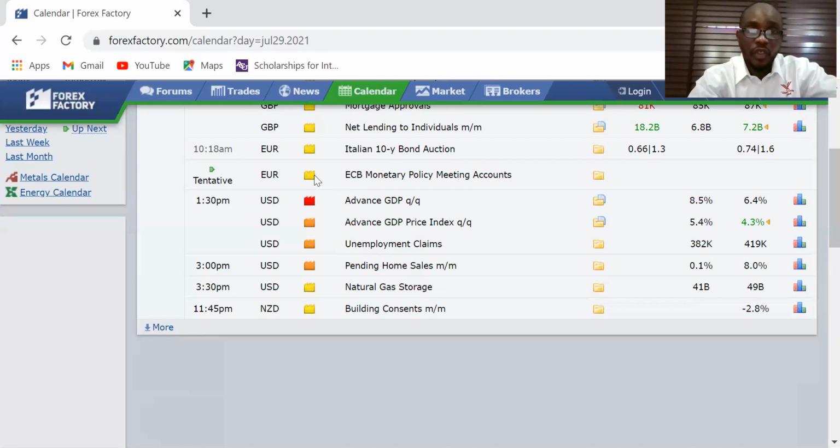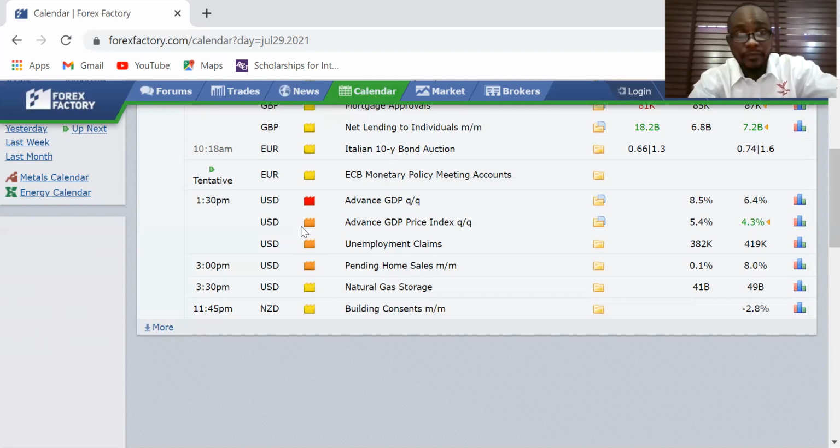Remember, if you're just talking about euro as a currency, that means you're focusing on everything that has to do with euro. If it's GBP, you're talking about GBP alone. That's anything that pairs with GBP. If you're talking about USD, now USD is so special and unique in the sense that this is the base currency of the world. It's the world reserve currency. Anything that happens to the USD affects other currencies.